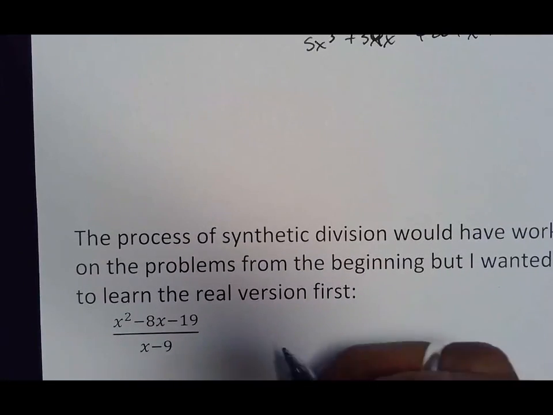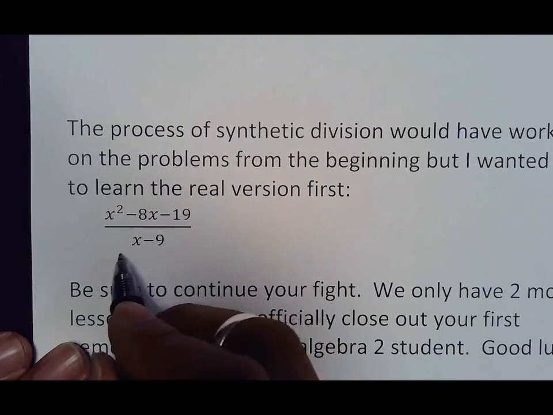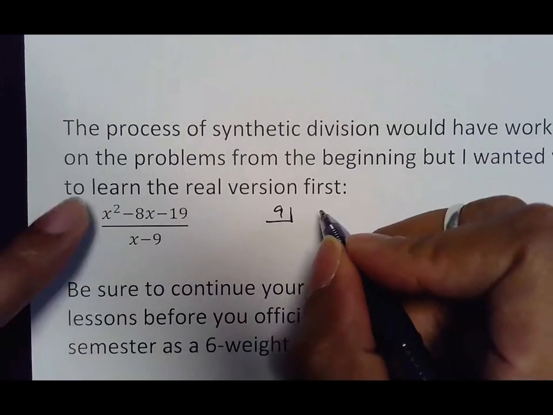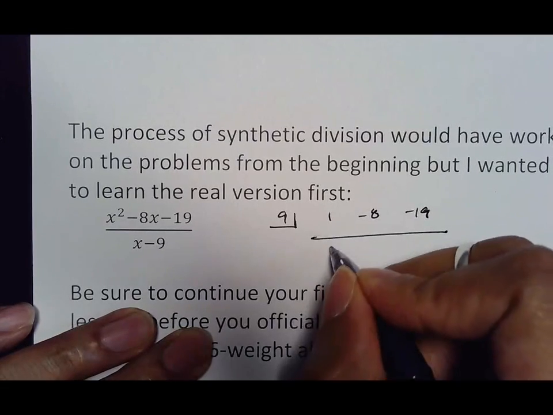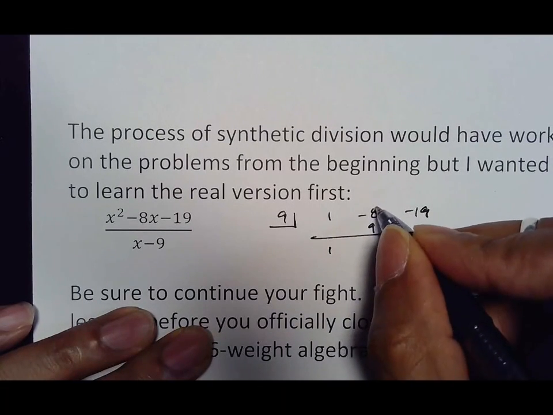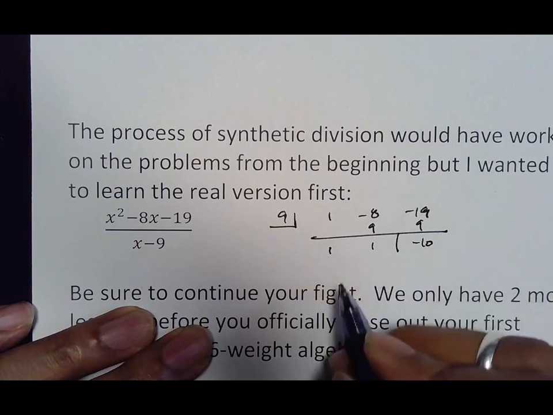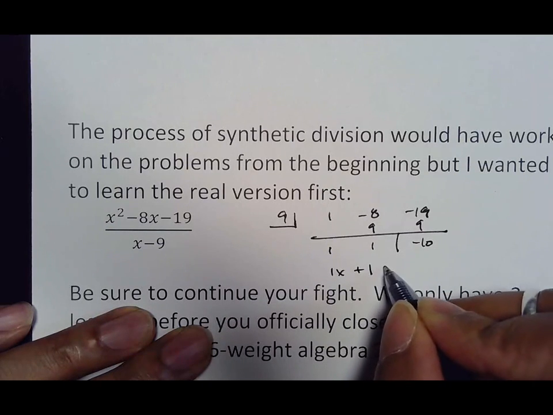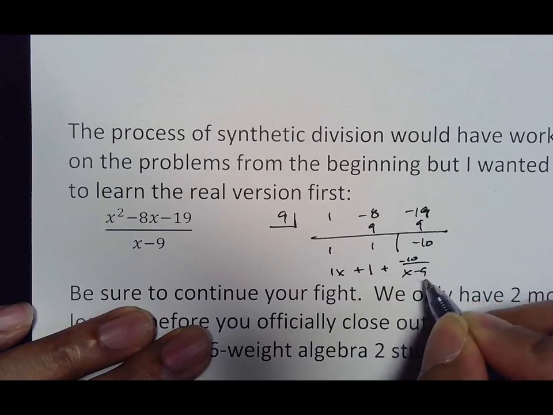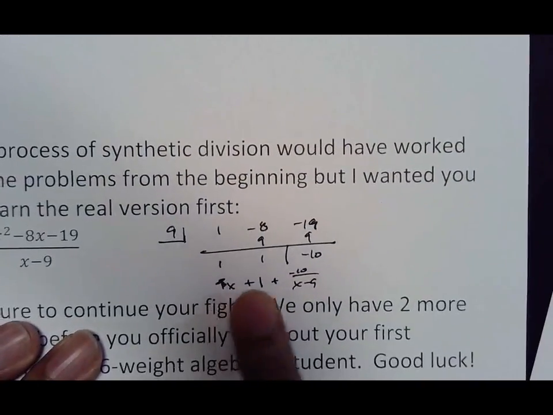Let's see real fast. So we would put x minus 9, because remember this is being divided by x minus 9, which means that 9, or this is a good situation, but 9 goes in the box with 1, negative 8, negative 19. Bring down the number, multiply, add, multiply, add, remainder. This would be 0 and 1, so 1x plus 1 plus negative 10 over x minus 9. Of course, we don't put the 1 there. And again, look at that answer compared to this answer. x plus 1, negative 10. x plus 1, negative 10.